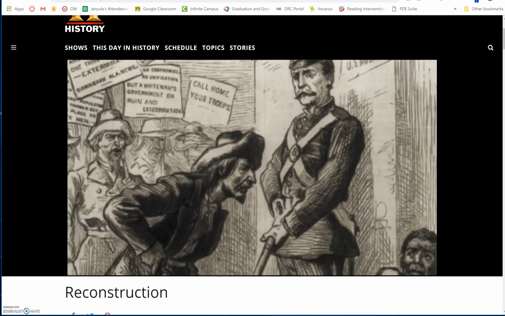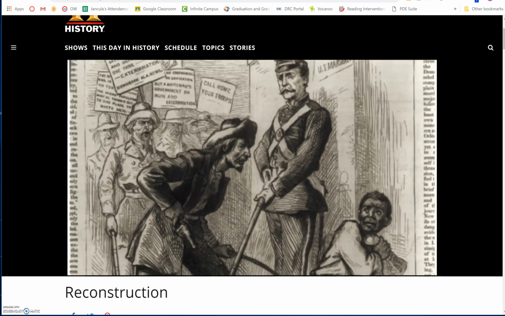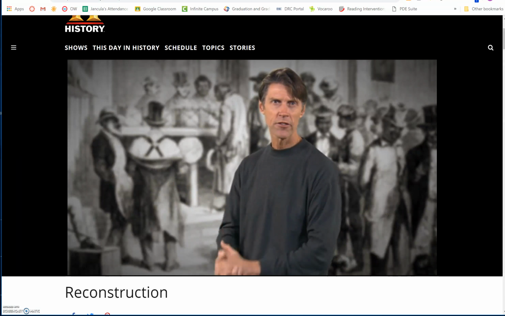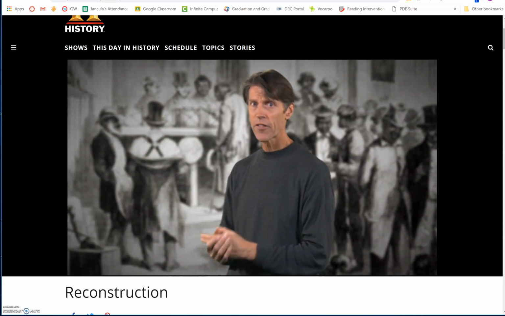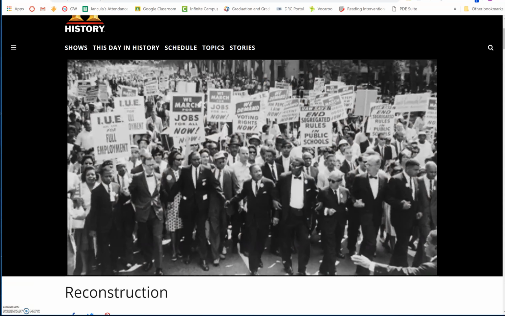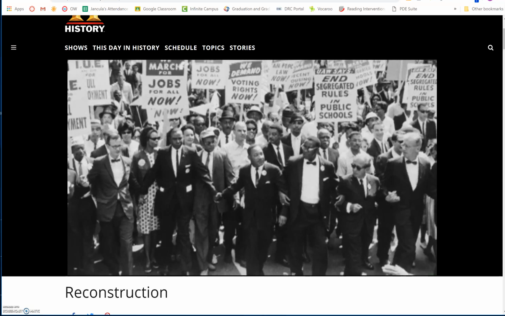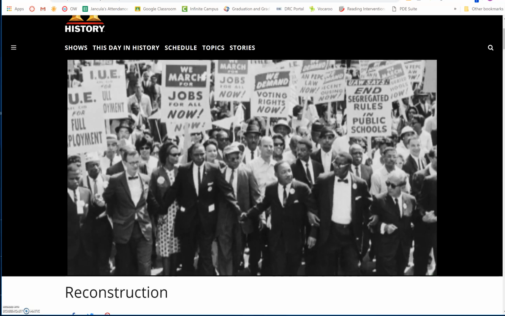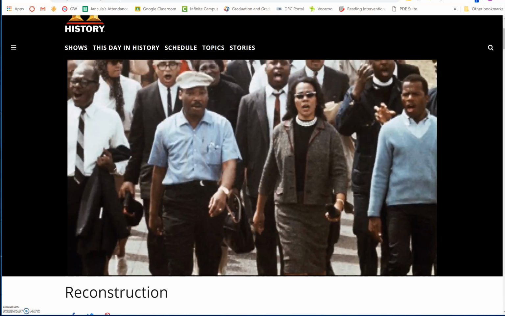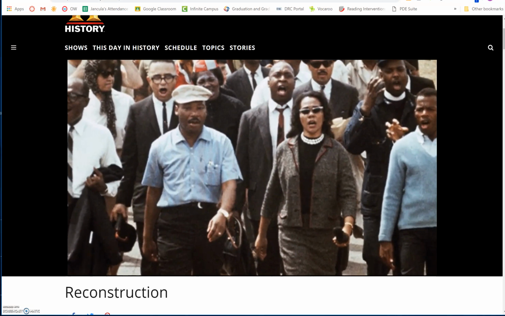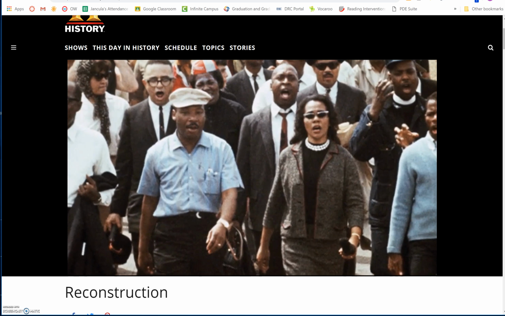Reconstruction finally comes to an end in 1877, when the last Northern troops are removed from the South. Reconstruction is generally thought to last about 10 years. In some ways, the struggle continued for another 100 years. It wouldn't be until the 1960s, not the 1860s, but the 1960s, that African Americans first really began to enjoy the rights that they were promised under the Constitution at the end of the Civil War.